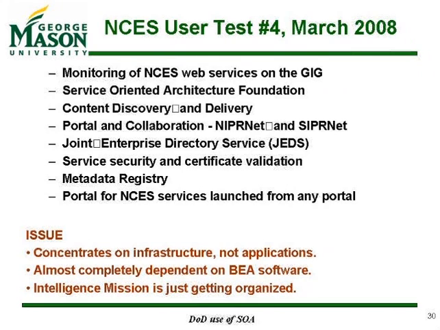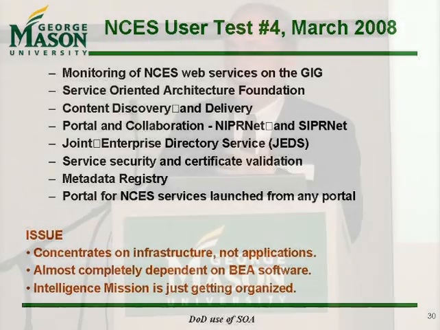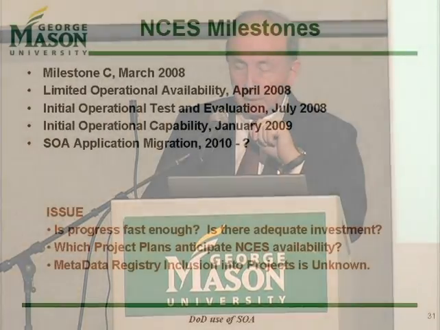The problem with the NCES user test is that it concentrates on infrastructure, which is right by my book. But it still doesn't have enough. You know, this is one hand clapping. You have an infrastructure, but you still need applications. So that is yet to be done. It is highly dependent on BEA software, and the intelligence mission is yet in the process of getting developed, but it's coming.